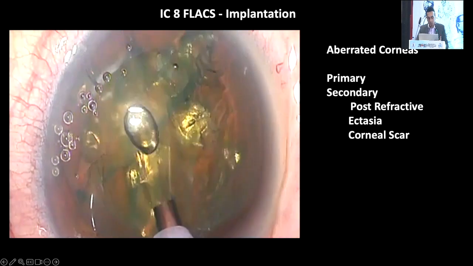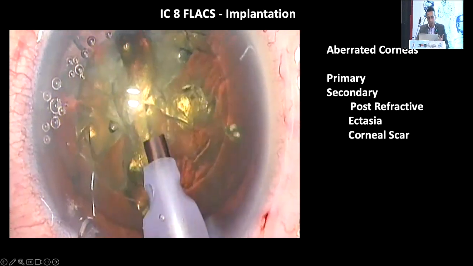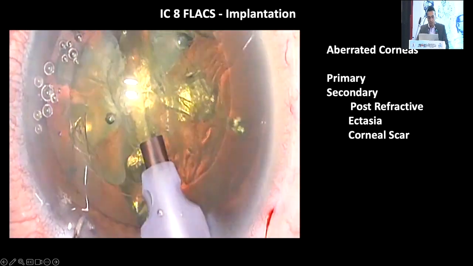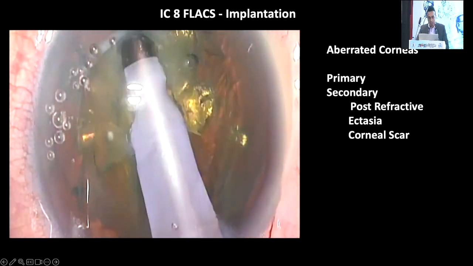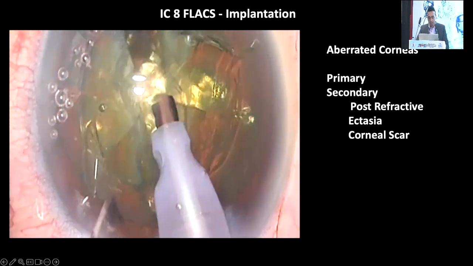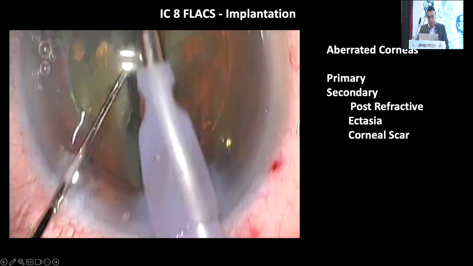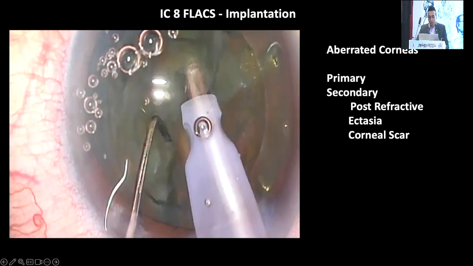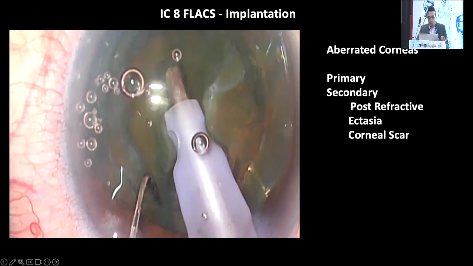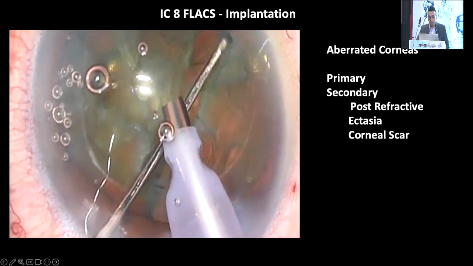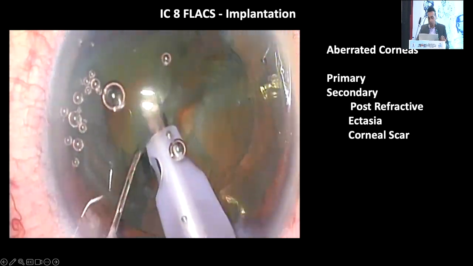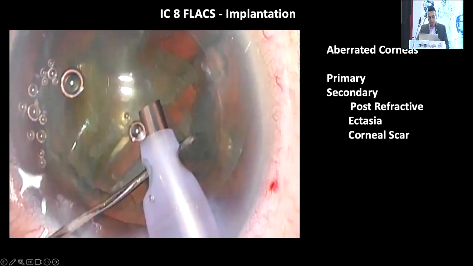The insertion of the lens is quite straightforward. I do this with a femtosecond laser, and I'll show you why, but actually you can do this with a normal, manual, well-centered capsulorhexis. There's no need to use a femtosecond laser. In our study, we looked at the effects in aberrated corneas. These were primary aberrated corneas, such as keratoconus, which I think this works really well in, or secondary aberrations related to post-refractive surgery, ectasia, corneal scars, or any corneal refractive surgery.